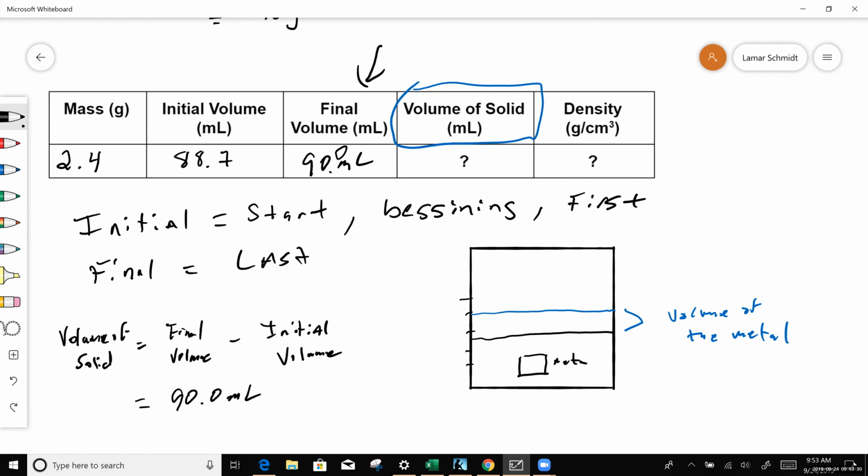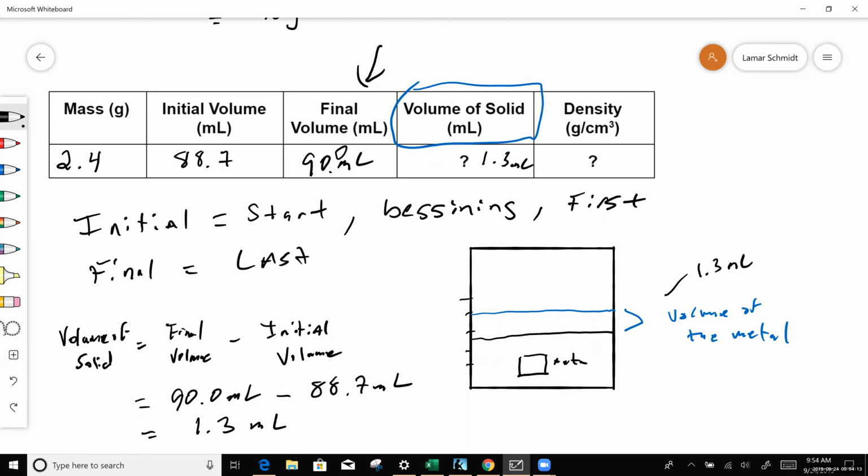No, that's your volume of the solid. So that's what we're trying to find. All right. So what's the initial volume? 88.7. So what's my volume of the solid? 90 minus 88.7. You're going to say it's 1.3. So here we can say this is 1.3 milliliters. So what we would see, even though we don't necessarily see it right here, is the change in volume is 1.3 milliliters. All right, if we were going to watch the water level rise, it rose by 1.3 milliliters.